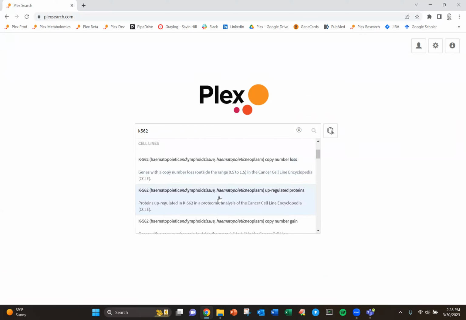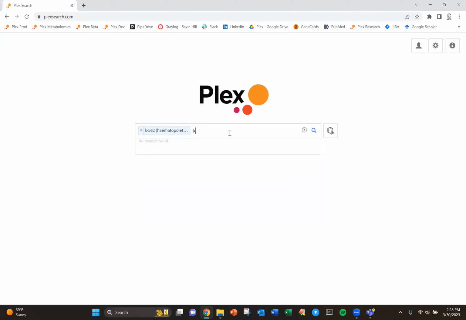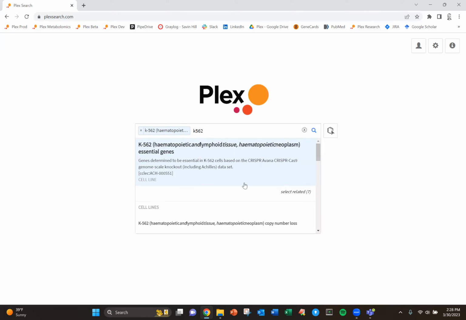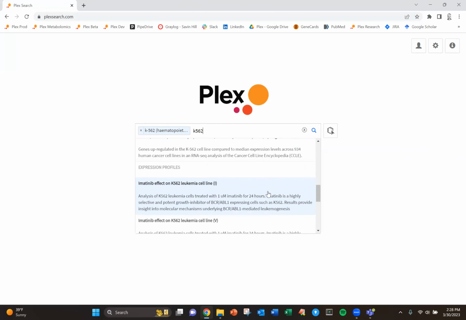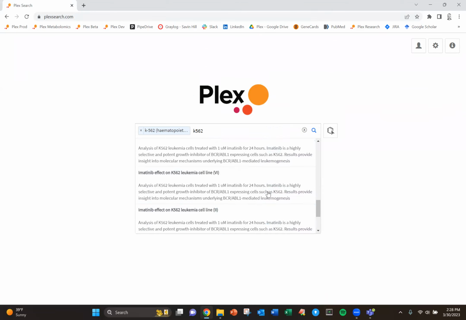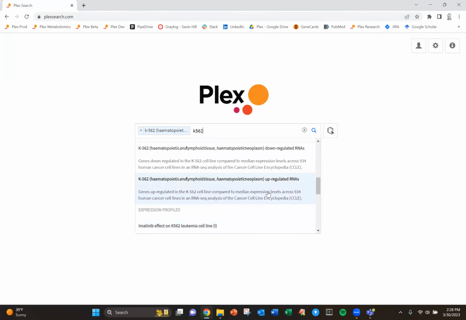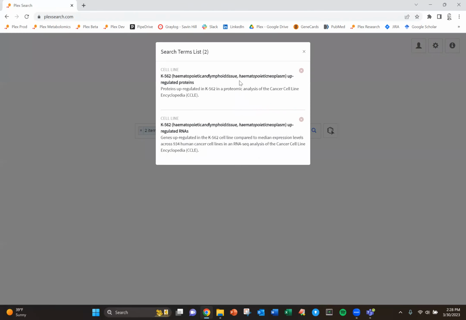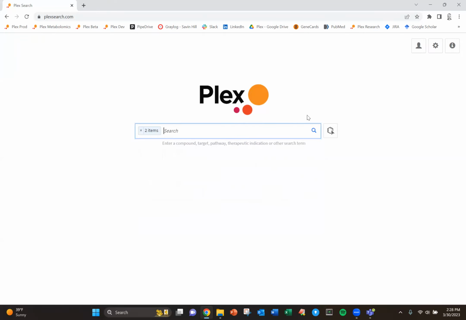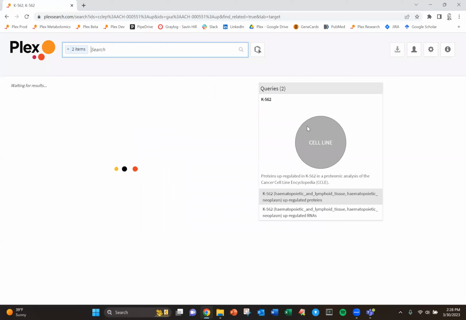We're going to just take the genes that are upregulated in K562 cells. And so I'm going to select this first, the upregulated proteins, as one item. And we're going to put in, again, the same cell line and find the RNAs. I'm going to expand this again here. And let's pick up the genes that are upregulated at the RNA level. Okay, so now we've got genes that are upregulated at the protein level and at the RNA level in K562 cells. And this is going to be our search. And we're going to run that search.